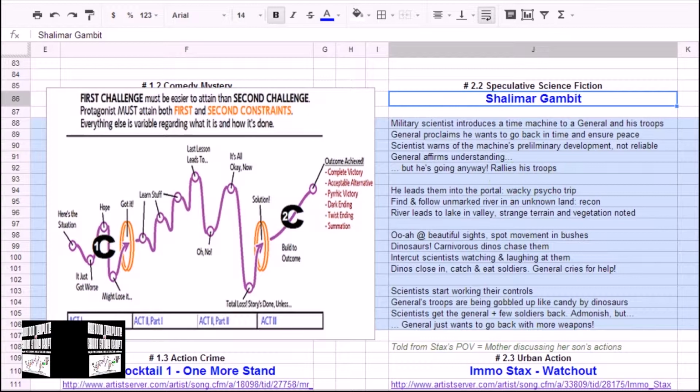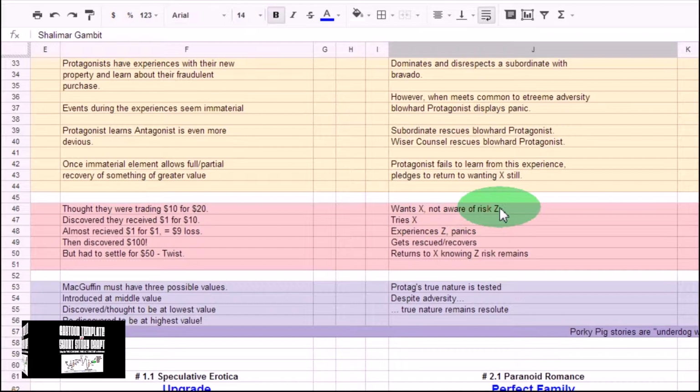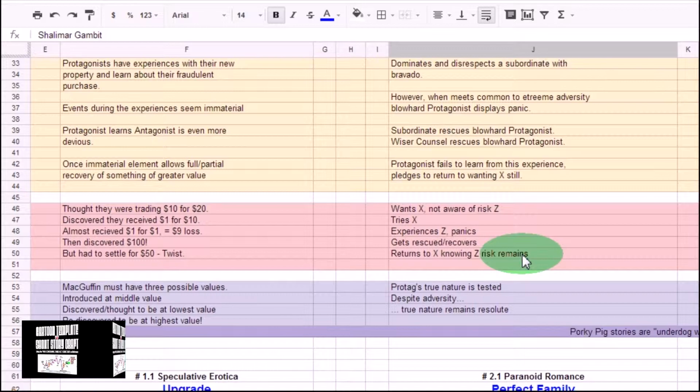So, this is how we showed that the general wanted X, not aware of risk Z, tries X, experiences Z, gets rescued, and returns to X knowing that risk Z remains. All right, let's move on to story number 3.